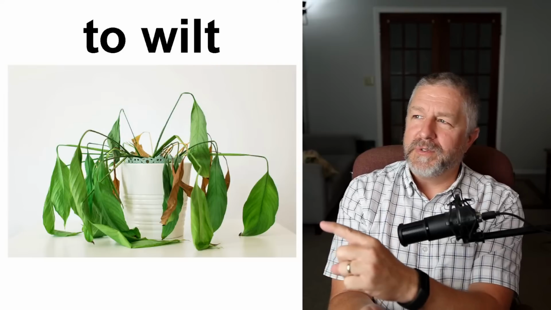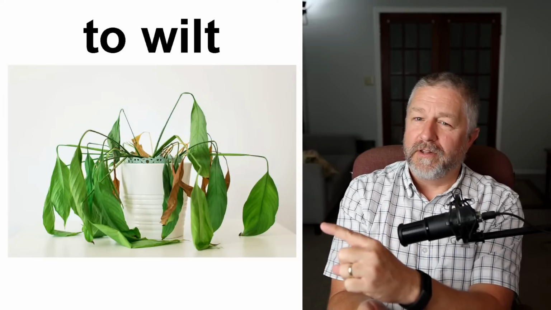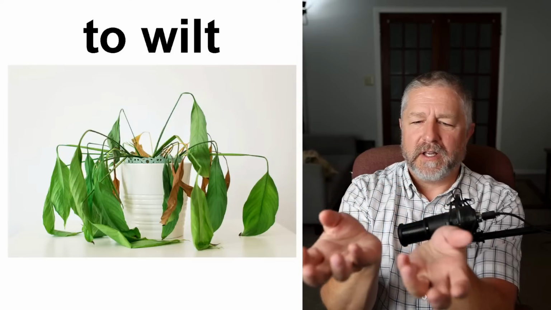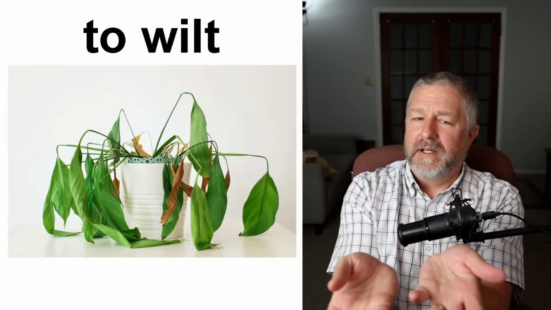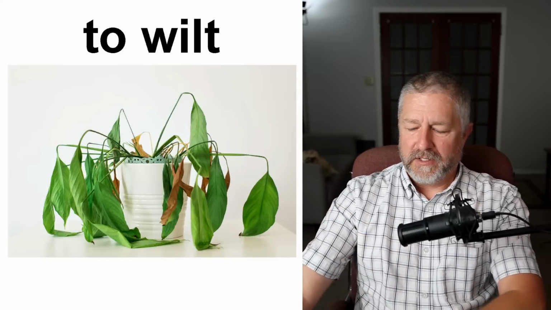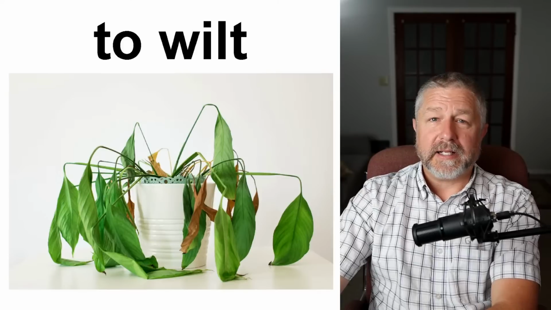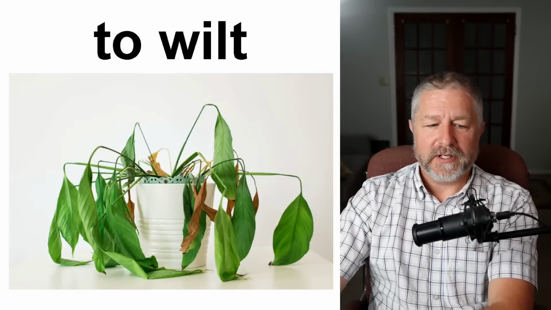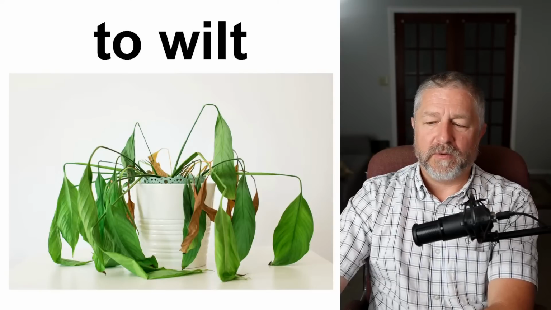I think I might have used this picture to teach the verb to droop as well. But when you have leaves and you can see the plant's not happy, some of the leaves are brown, it's obviously very thirsty. So if you don't water a plant, it is going to wilt. There's no question about it. It will wilt and then it will eventually die.